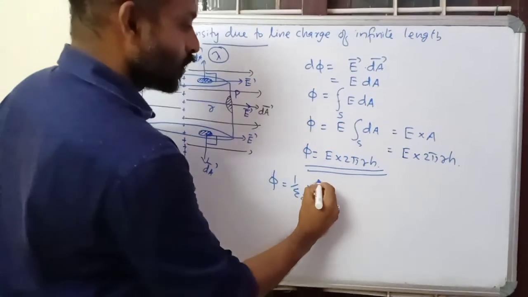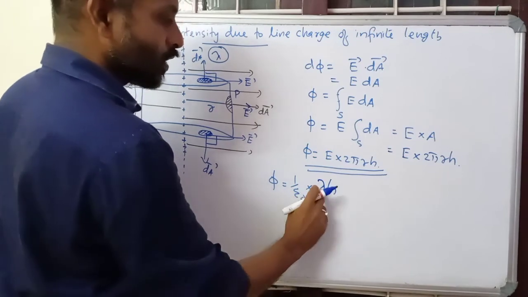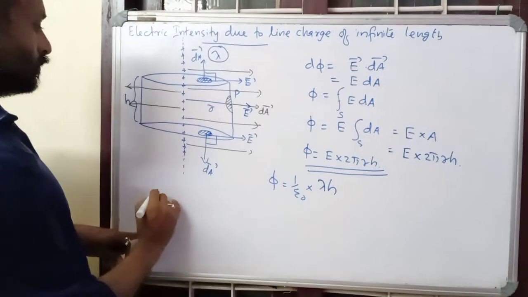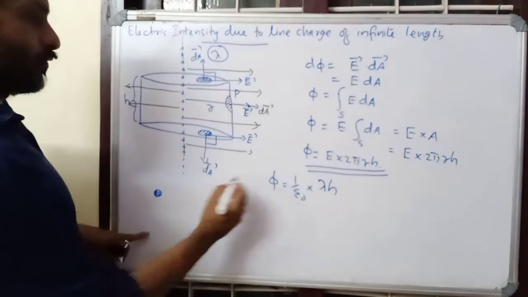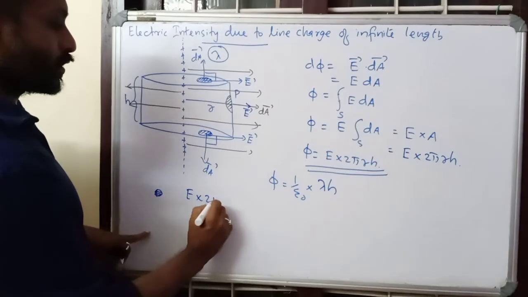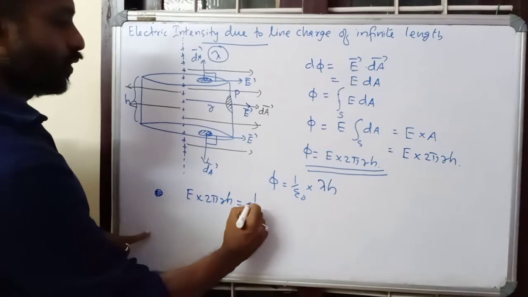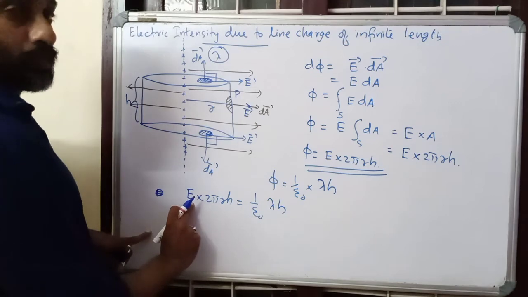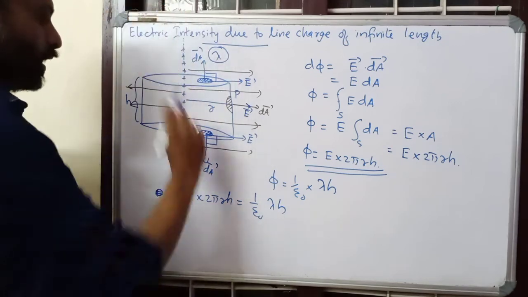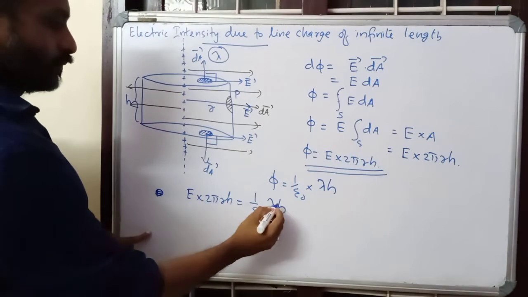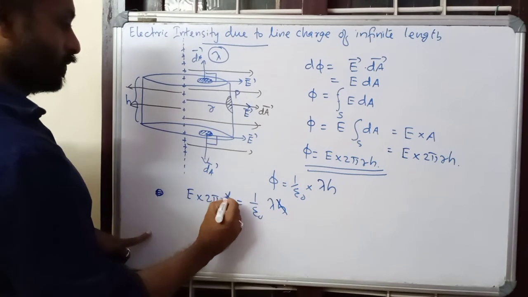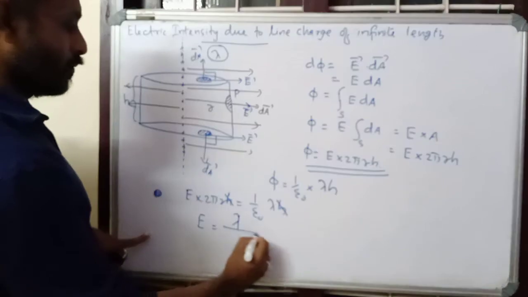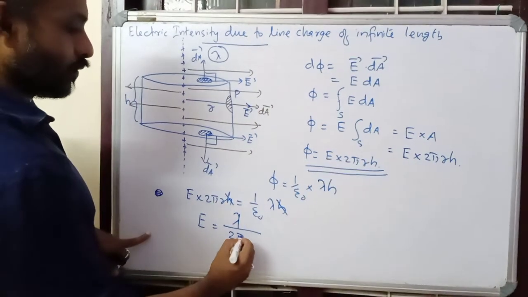So by Gauss's law, phi is equal to 1 by epsilon 0 times lambda into h. Substituting the value of phi, E into 2 pi r h is equal to 1 by epsilon 0 times lambda into h. I need the electric intensity; that is my aim. So h cancels. The remaining terms give E is equal to lambda divided by 2 pi r epsilon 0.